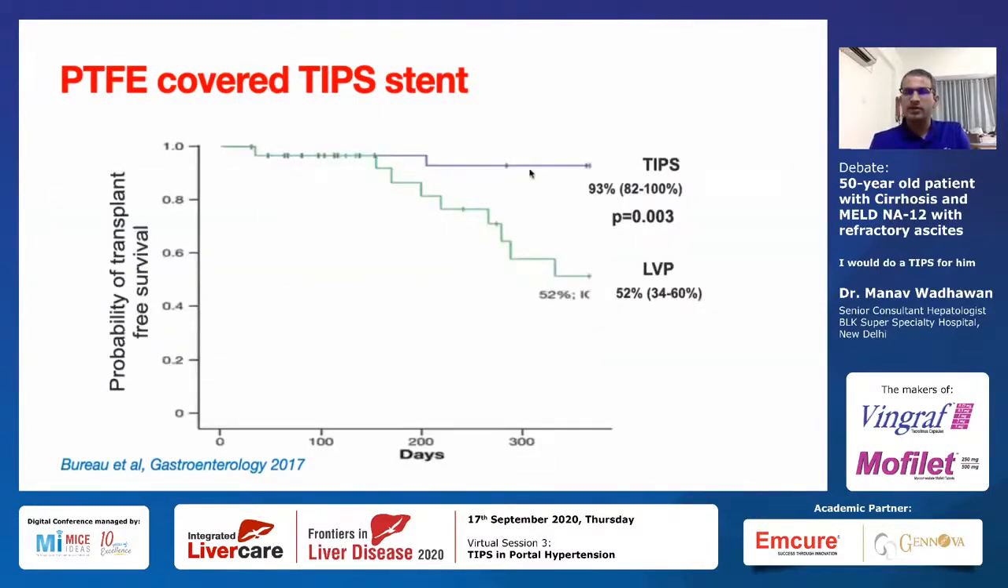Look at the survival. In the TIPS group, if you are doing TIPS for refractory ascites in a patient who has well-preserved MELD, you are looking at an overall survival of 82 to 100%. This is a confidence interval, overall survival of 93%. Compare that with LVP, obviously that will be inferior, but compare that with transplant. Similar, if not better. So at the end of 1 year, the results are similar.